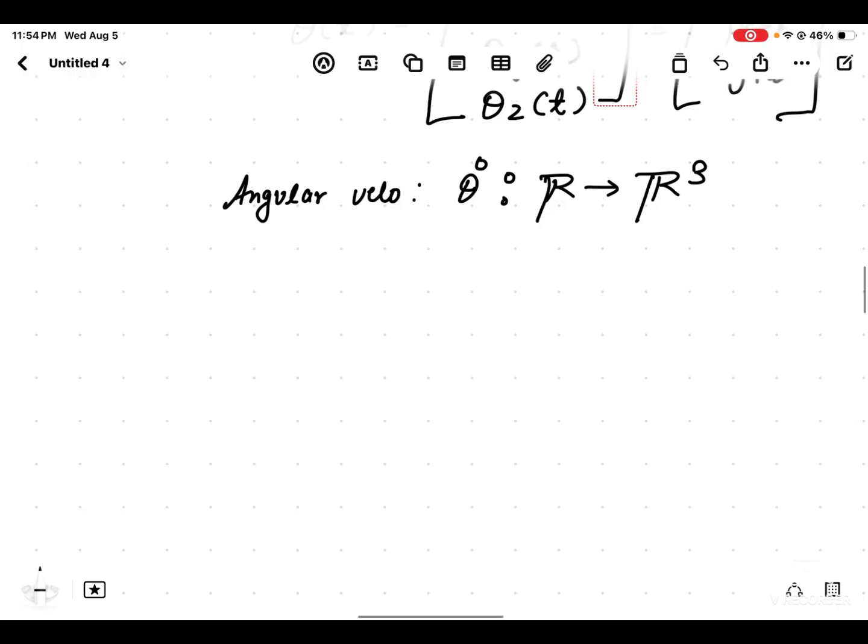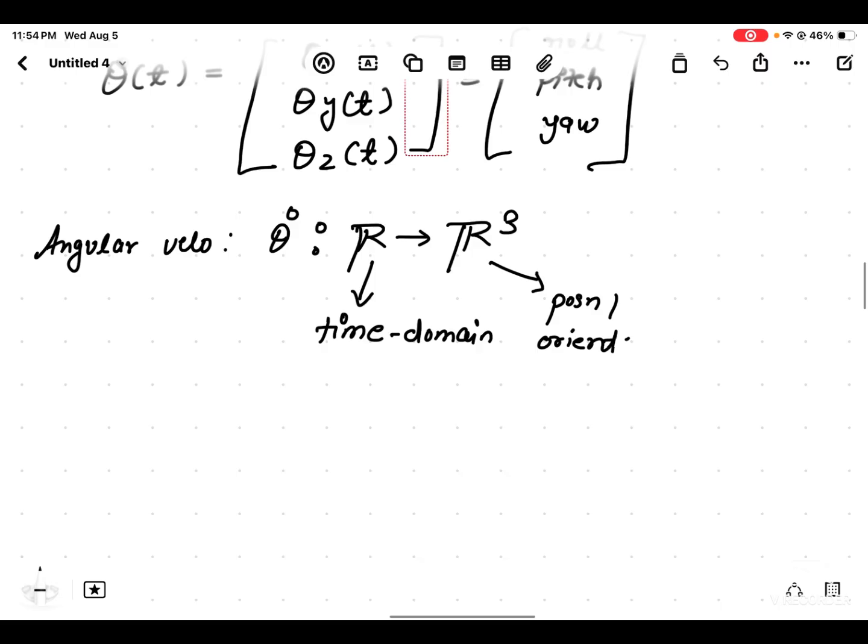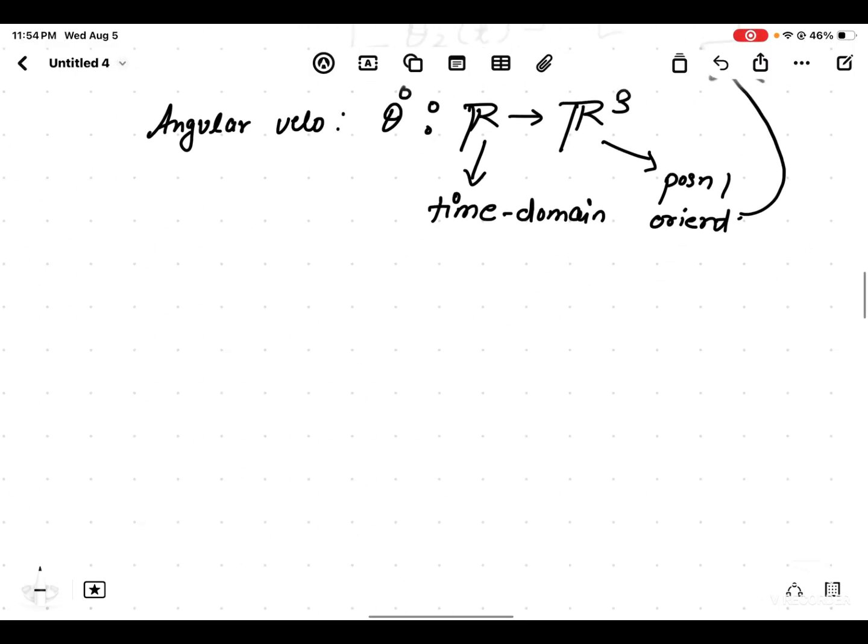Why are these in third dimensional space? We already know. This is a time domain, and this is the domain; previously it was position, now it is orientation, orientation at a particular time t. Here it is velocity at a particular time t, angular velocity, more specifically. Angular acceleration would be represented like this.